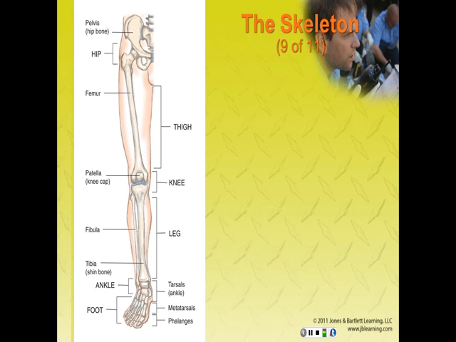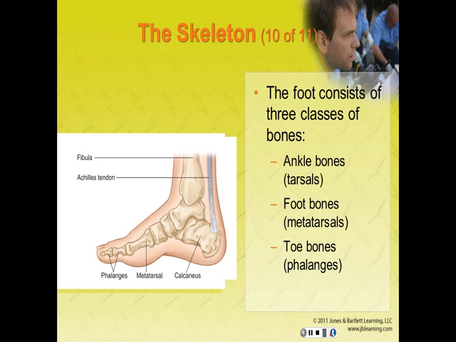The tibia, or shin bone, connects to the patella, or kneecap, to form the knee joint and runs down the front of the lower leg. The much smaller fibula runs behind and beside the tibia. The foot consists of three classes of bones: ankle bones, or tarsals, foot bones, or metatarsals, and toe bones called phalanges. The largest of the tarsal bones is the heel bone, called the calcaneus, which is subject to injury when a person jumps from a height and lands on their feet.